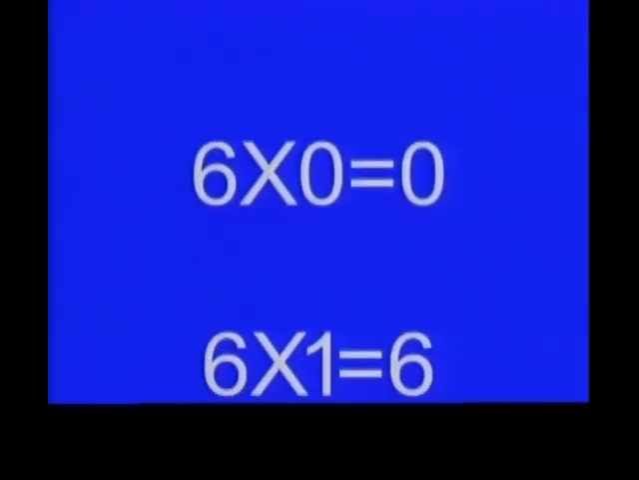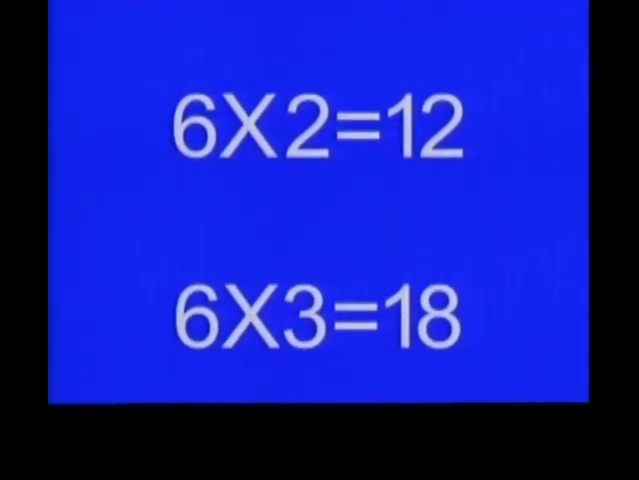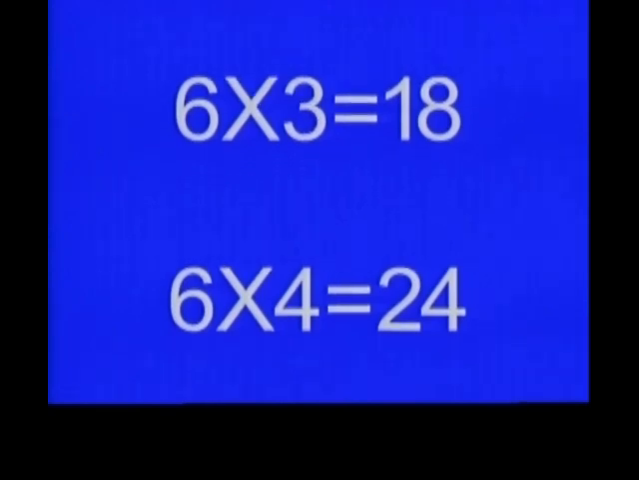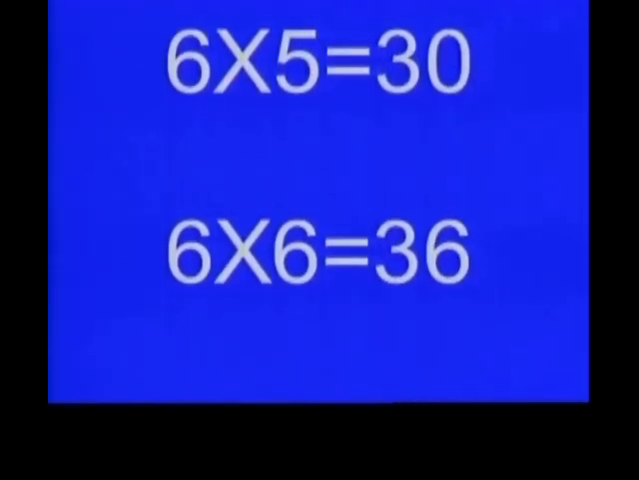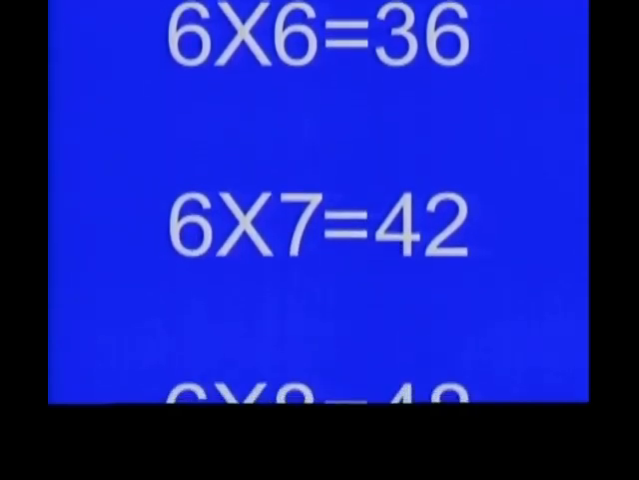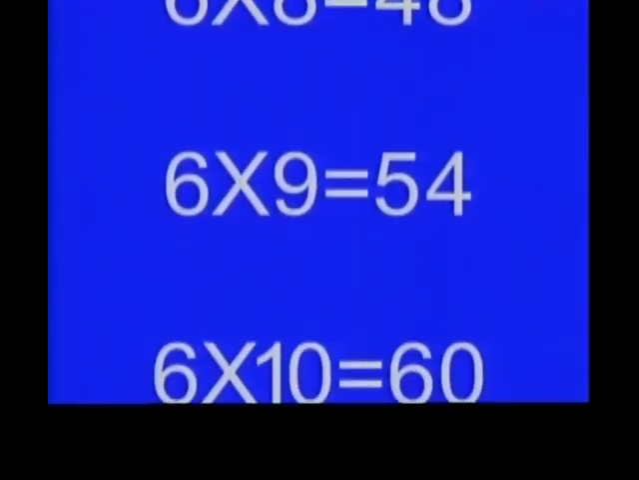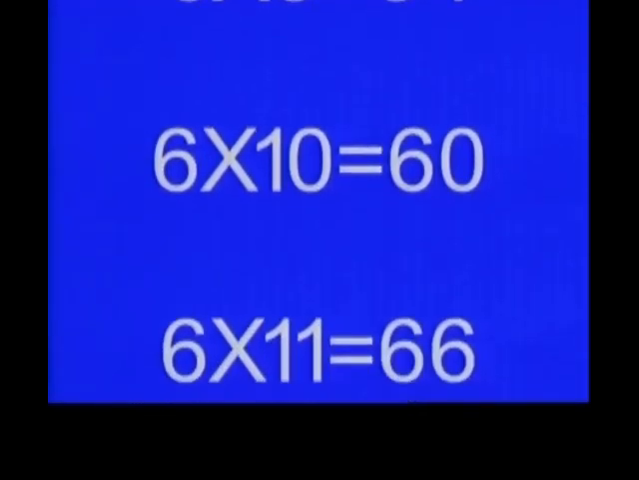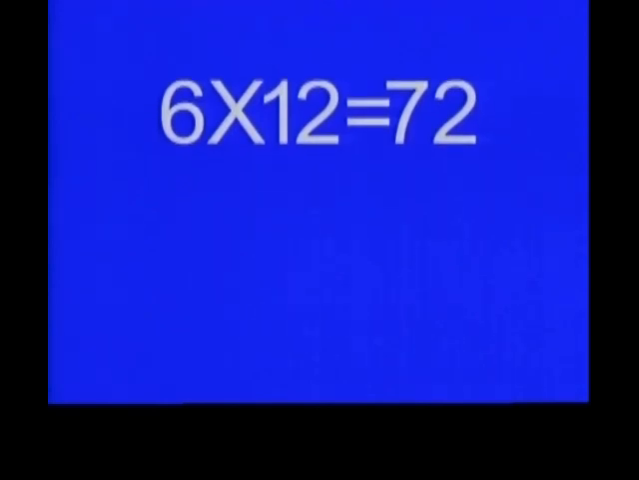6 times 0 is 0. 6 times 1 is 6. 6 times 2 is 12. 6 times 3 is 18. 6 times 4 is 24. 6 times 5 is 30. 6 times 6 is 36. 6 times 7 is 42. 6 times 8 is 48. 6 times 9 is 54. 6 times 10 is 60. 6 times 11 is 66. 6 times 12 is 72.